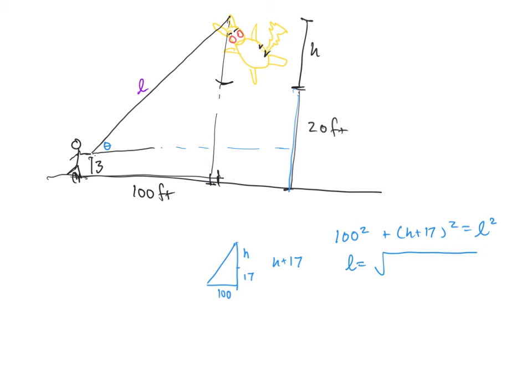I'm going to combine this in this particular instance. Normally I don't, but this is H squared, 17 times 2 gives me 34H, 17 squared gives me 289, and 100 squared gives me 10,000. So here this is H squared plus 34H plus 10,289. And that would be my L.